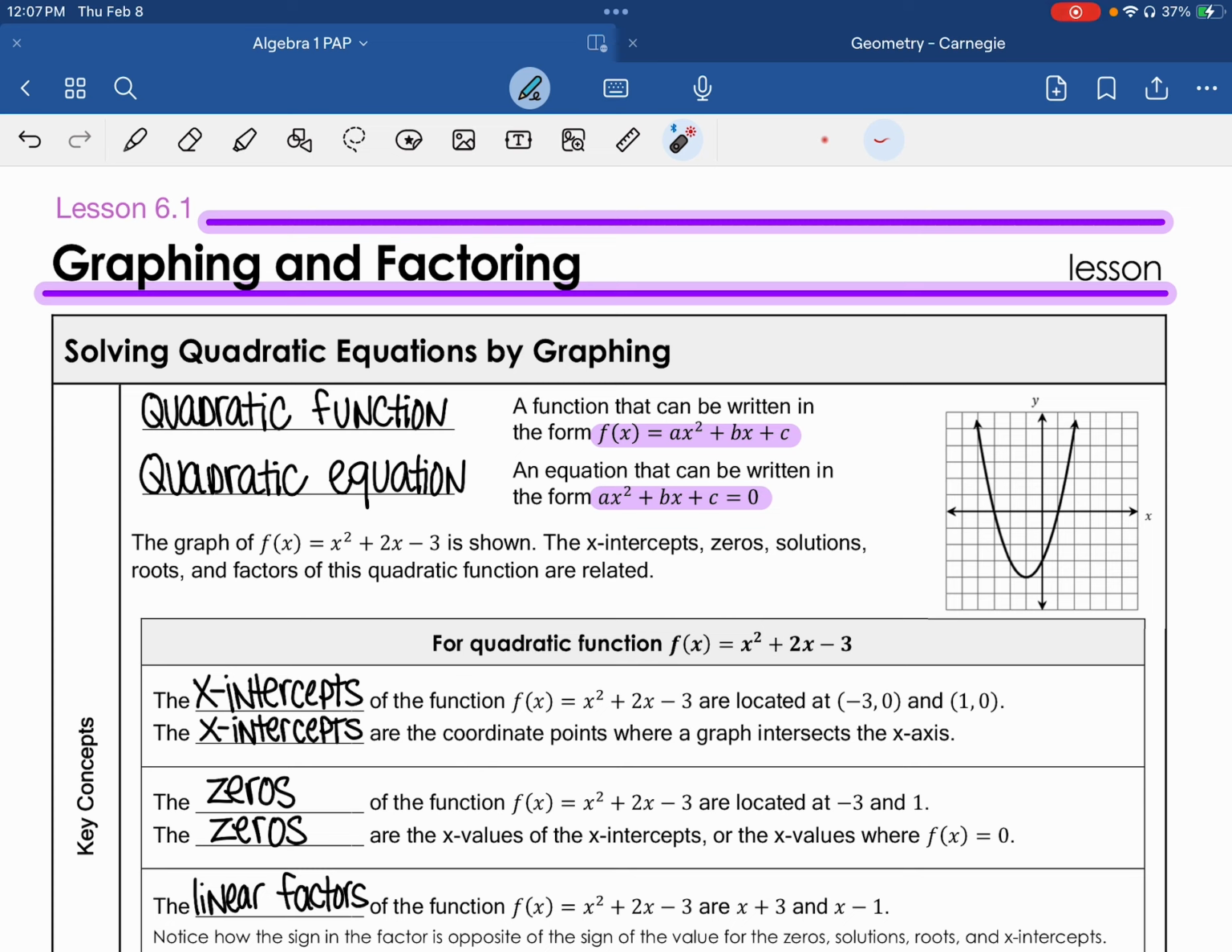Over here in the graph is shown the function f of x equals x squared plus 2x minus 3. The x-intercepts, zeros, solutions, roots, and factors of this quadratic function are all related. Remember, all of these words mean the same thing. The x-intercepts can be found on the graph. They are the same as the zeros, the solutions, the roots, and the linear factors. I can use any of these words interchangeably throughout the lesson. They just simply mean these points right here on my graph.